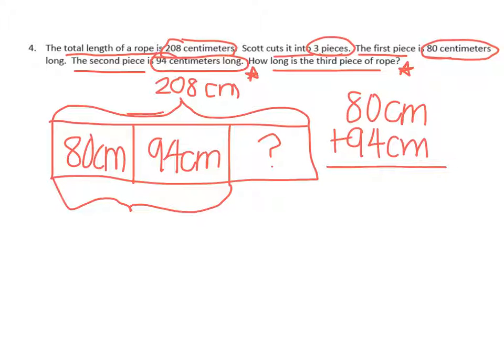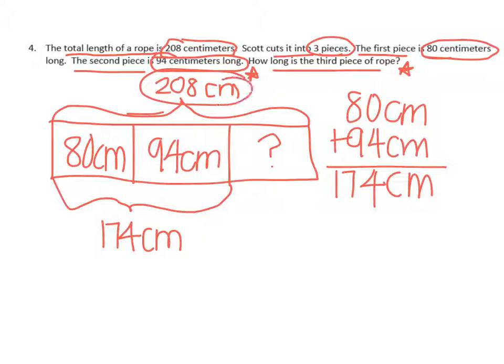Go ahead and pause the video to figure out how much the first and second piece of rope are. I'm going to write down my label. 0 plus 4 is 4. 8 plus 9 is 17. So 174 centimeters are the first and second piece of rope. What do you think I'm going to do with my total and with the first 2 pieces of rope to figure out how much the third piece is? I need to find the difference.